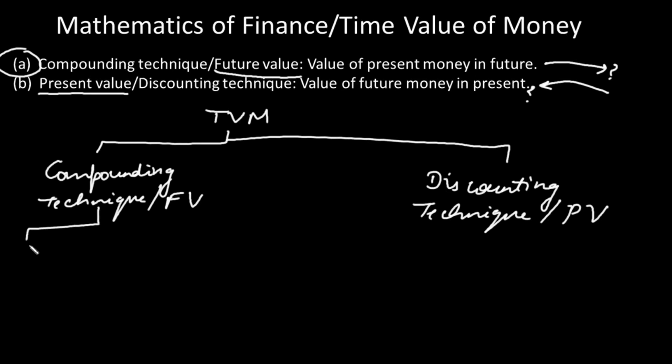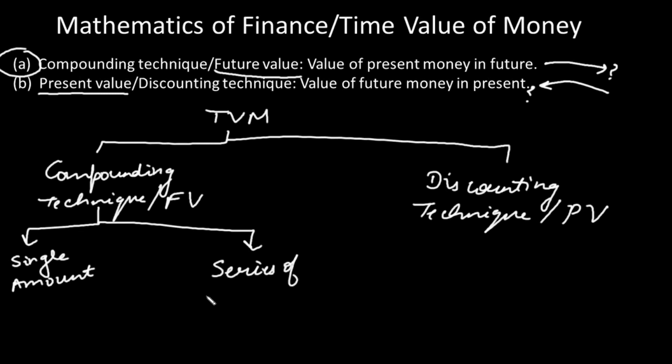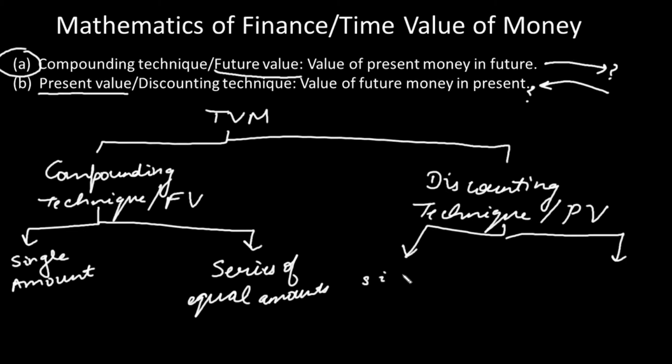Under compounding technique, we shall look into two sub-concepts. One is compounding for a single amount. Second is compounding for a series of equal amounts. And the same sub-concepts are in discounting technique as well. Discounting for a single amount and discounting for a series of equal amounts.